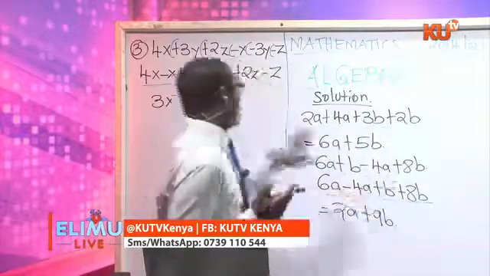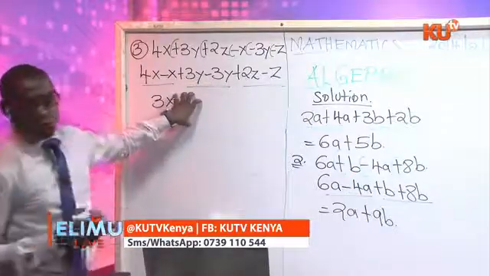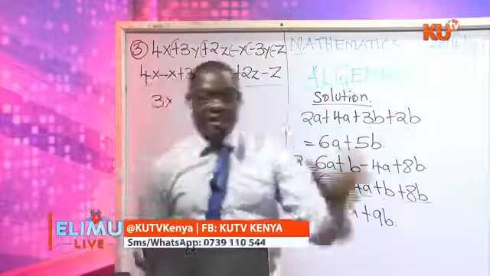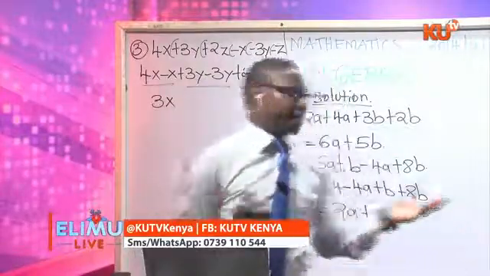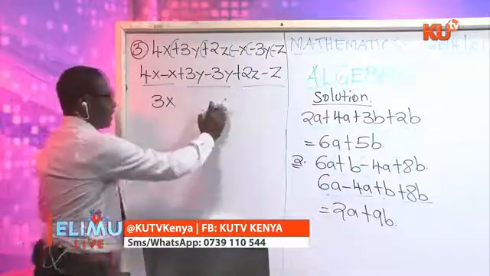So minus 3y, 3y minus 3y, the answer is 0. So we are not going to write 0 here. Every time you get a 0, don't write the 0 there. You just leave it like that. So 3y minus 3y, that is 0. So we don't write anything there.